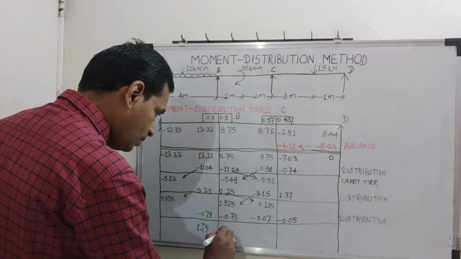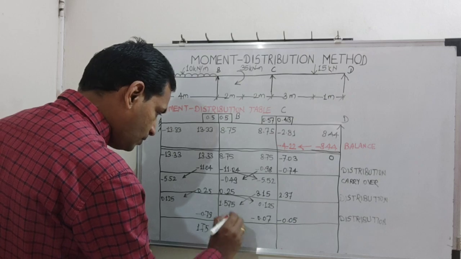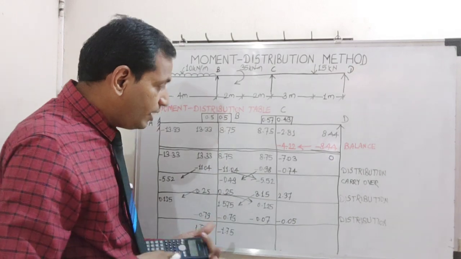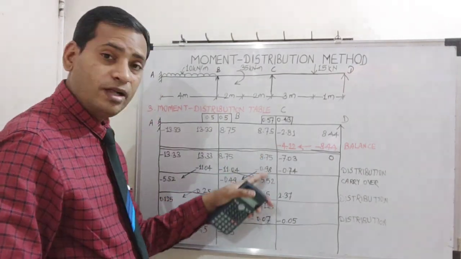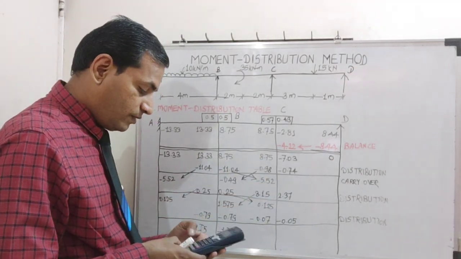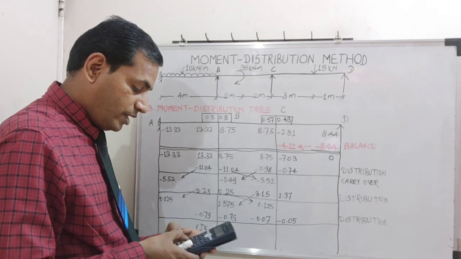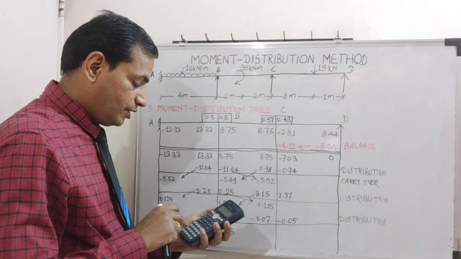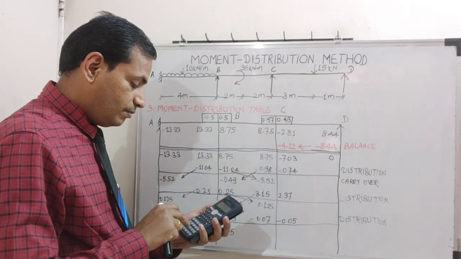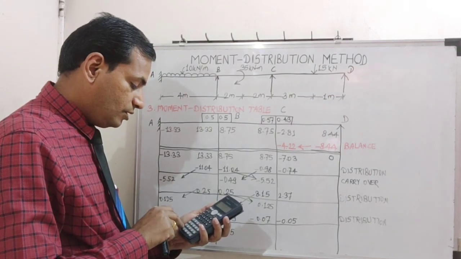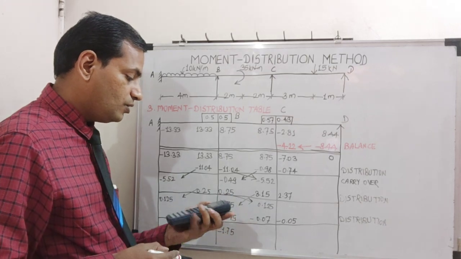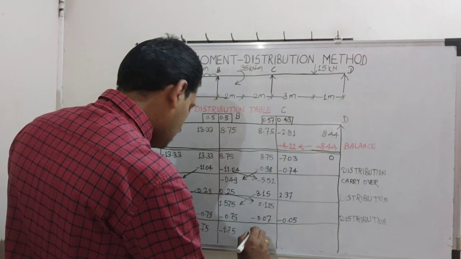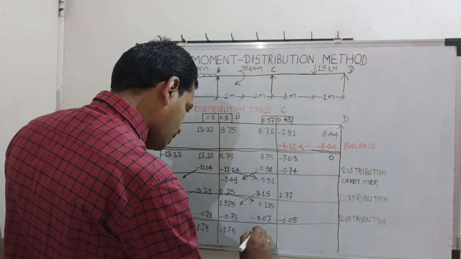Okay, let us go to joint C and calculate again the values below the double line. So 8.75 minus 0.98 minus 5.52 plus 3.15 plus 0.125 minus 0.07. So it is 5.55 plus 5.46.